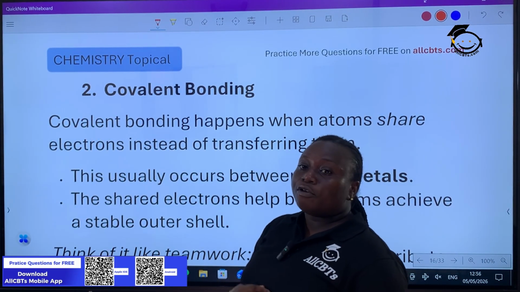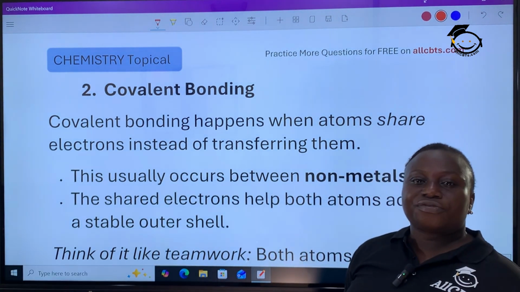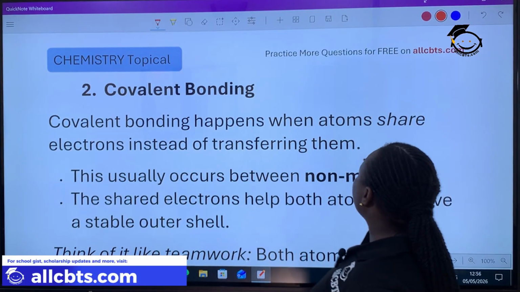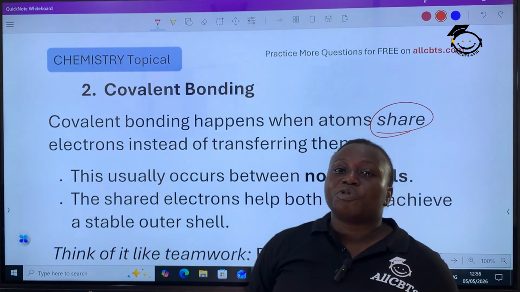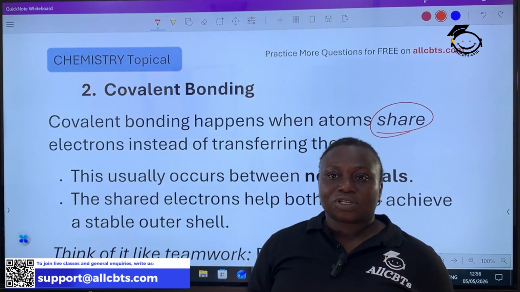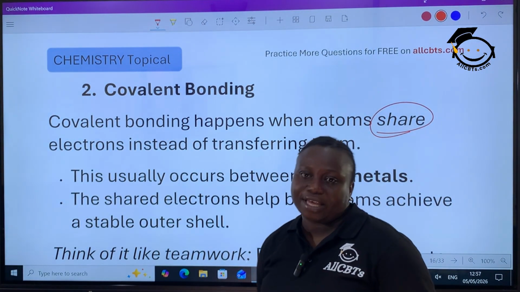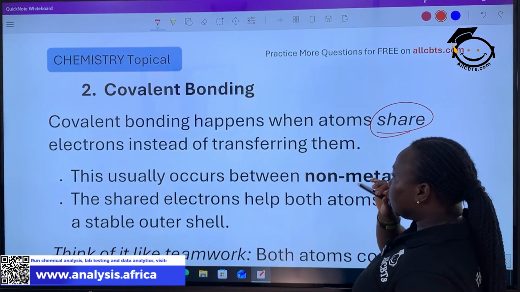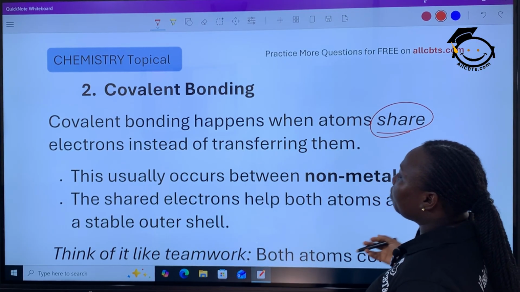Number two, looking at covalent bonding. Now, covalent bonding is a little bit different from ionic bonding. Why? Because it happens when atoms share electrons. Don't forget that in ionic bonding, only one is giving: one will give, one will accept. But in this one, they are both going to share electrons. They will share electrons instead of transferring them.